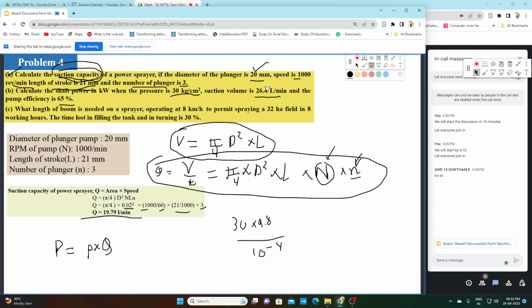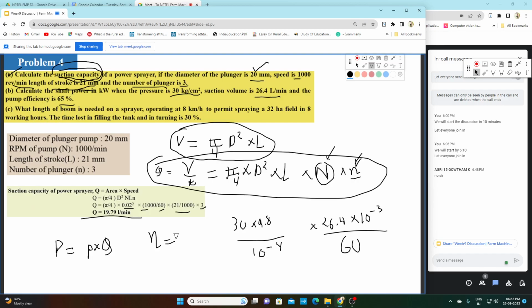Q is also given, 26.4 liter per minute. A liter is 10 raised to the power minus 3 meter cube, divided by minute. Minute we convert to second, so 60 seconds. By this we will get power, but this power is the output power. We have to find out the input power. So how can we find out the input power?